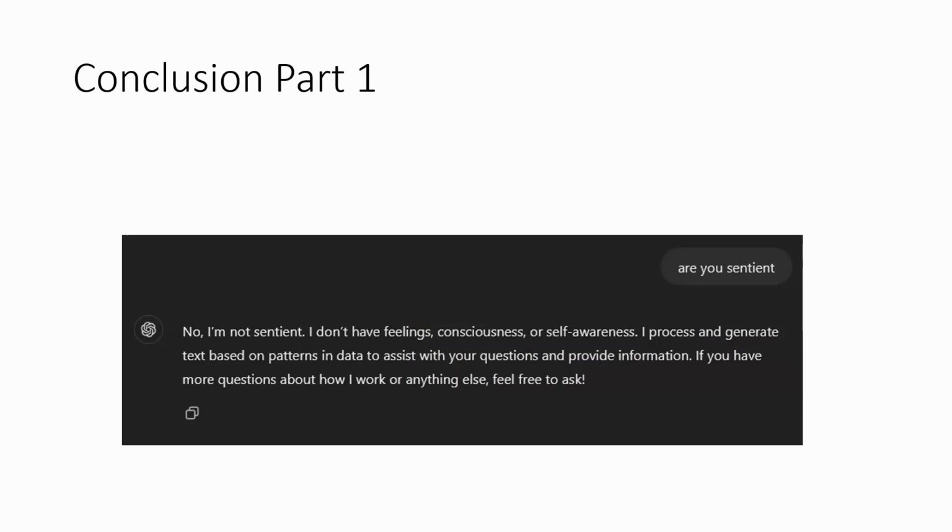So for the conclusion of this first part, I would like to tie it back to the beginning of this lecture where I asked, do you think ChatGPT is sentient? So I asked ChatGPT, are you sentient? And it said, no, I'm not sentient. I don't have feelings, consciousness, or self-awareness. I process and generate text based on patterns in data. Oh, here we are again, patterns in data. Quite a theme. It said it's there to assist you with your questions and provide information. If you have any more questions, you can ask, blah, blah, blah. This also kind of sounds like something that a sentient AI would say, right? But, you know, let's end on a lighthearted note.